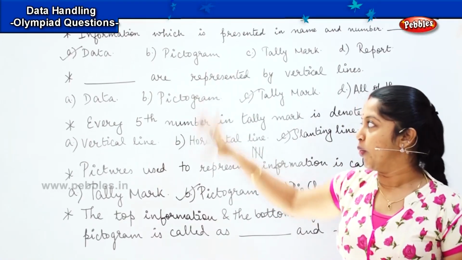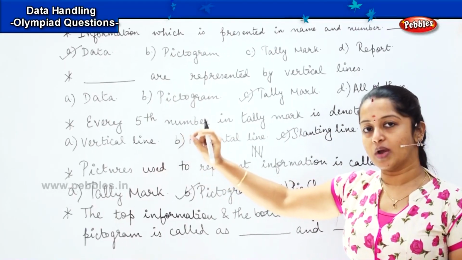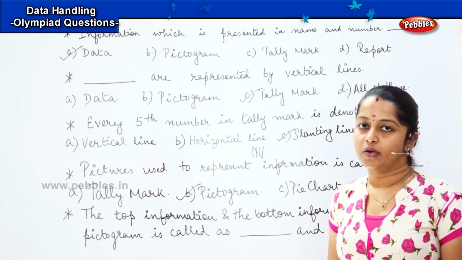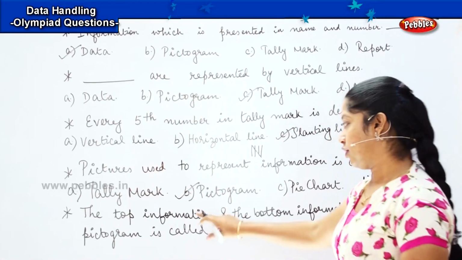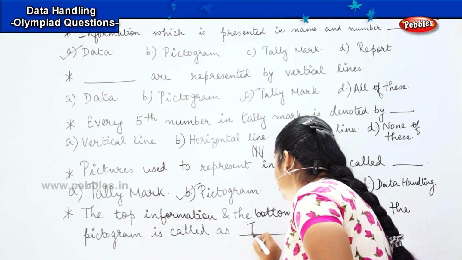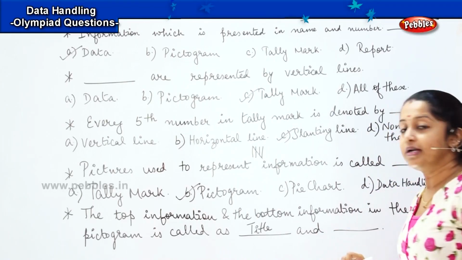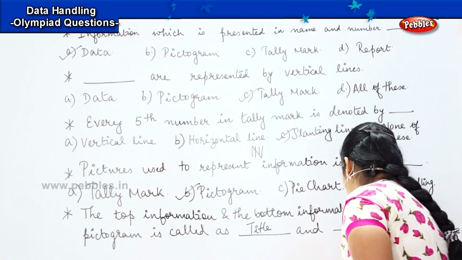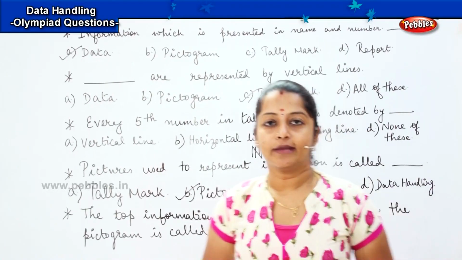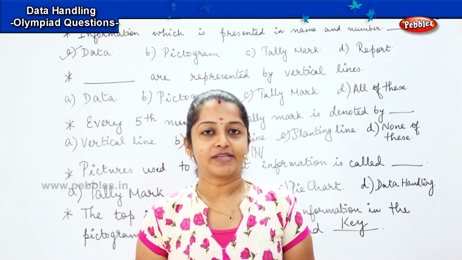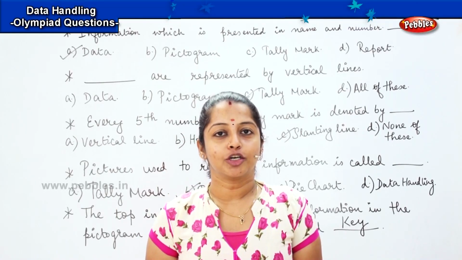So, if you remember, when we draw the table, I told you something is written on the top, and similarly you have an asterisk and something written on the bottom, right? So, what are they called? Very good. The top information is called the title and the bottom information is called the key. Right? So, I think we learned quite a few new and interesting things in this chapter. So, hope you all had a good time learning them.